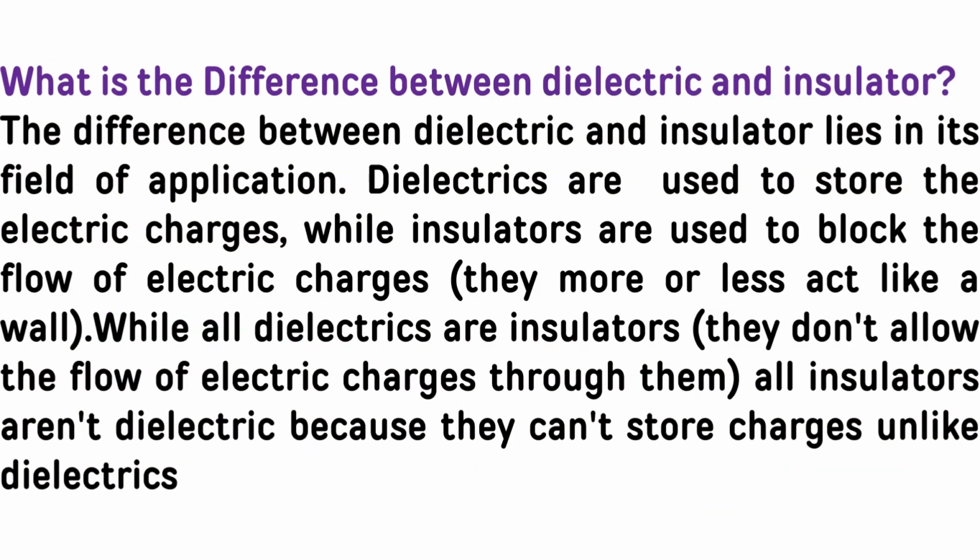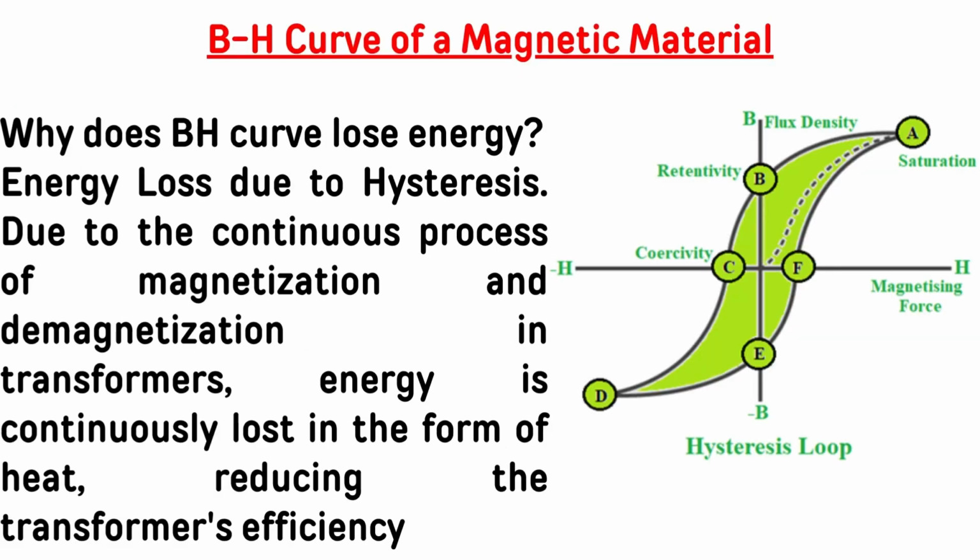What is the difference between dielectric and insulator? The difference between the dielectric and insulator lies in its field of operation. Dielectrics are used to store the electric charges, while insulators are used to block the flow of electric charges. While all dielectrics are insulators, all insulators are not dielectric because they can't store charges unlike dielectrics.